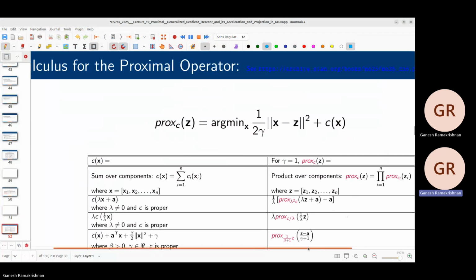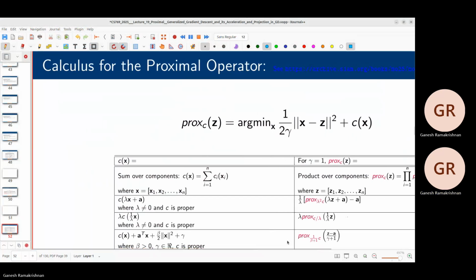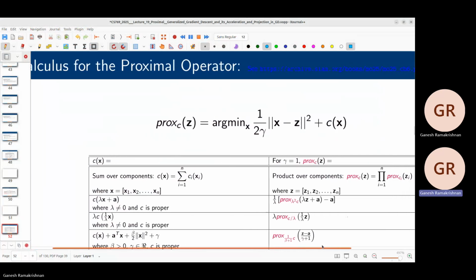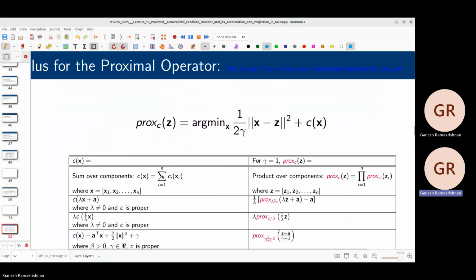So there's also calculus for the proximal operator. So what does it mean? Well, what if I had C1 plus C2 plus C3 plus C4? What if I scaled the C's by lambdas? What if I scaled the argument of C itself? So all of these operations you see. So sum over components Cx, the first one. What is the calculus? You remember we spent so much time doing calculus of subdifferentials, calculus of functions. We won't spend the time, but just look at the intuition.